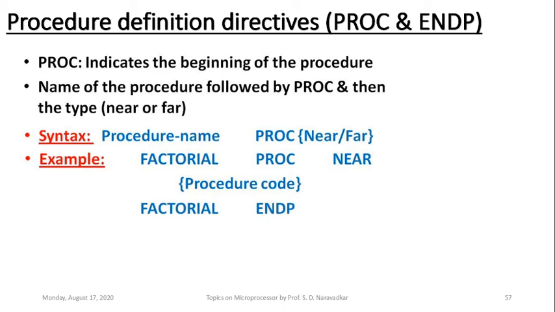Then the procedure code will be subsequently followed. And then towards the end here, factorial, that is the name of the procedure, and ENDP indicates the end of the procedure here. So PROC will define the beginning of the corresponding procedure and ENDP will define the end of the corresponding procedure. Okay, the name of the procedure will appear just to the left side of PROC and ENDP. You can observe it. Okay, this last line I need not explain. ENDP stands for end of the procedure.